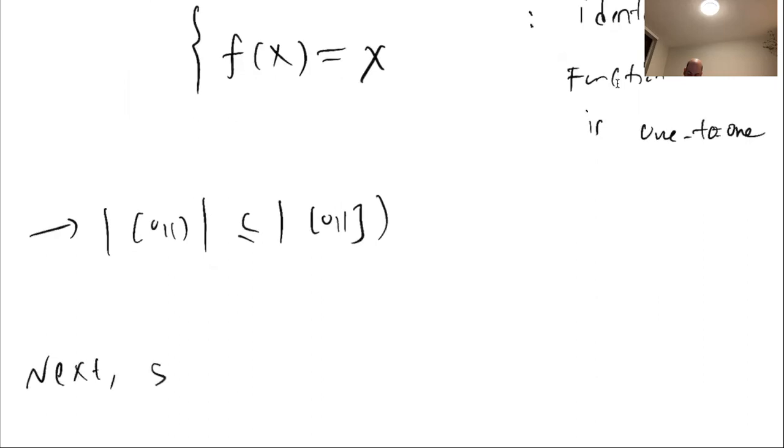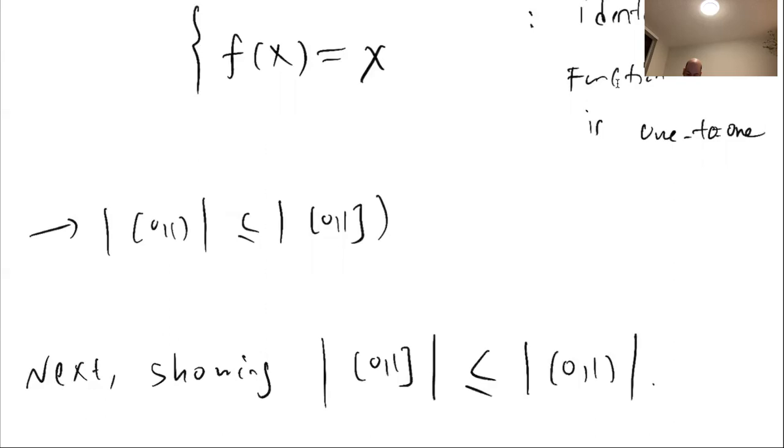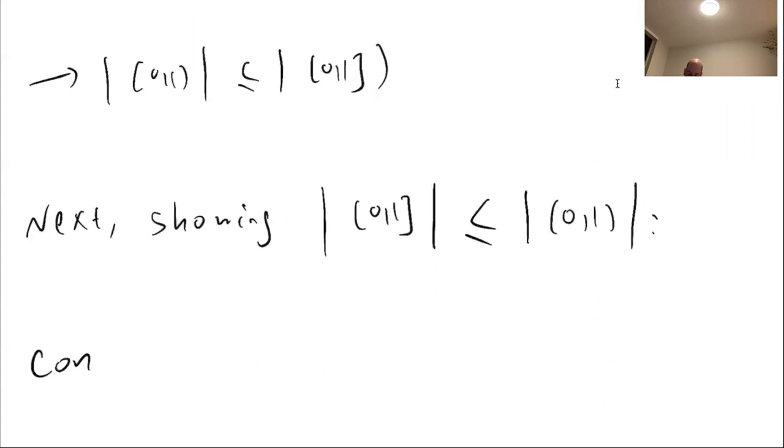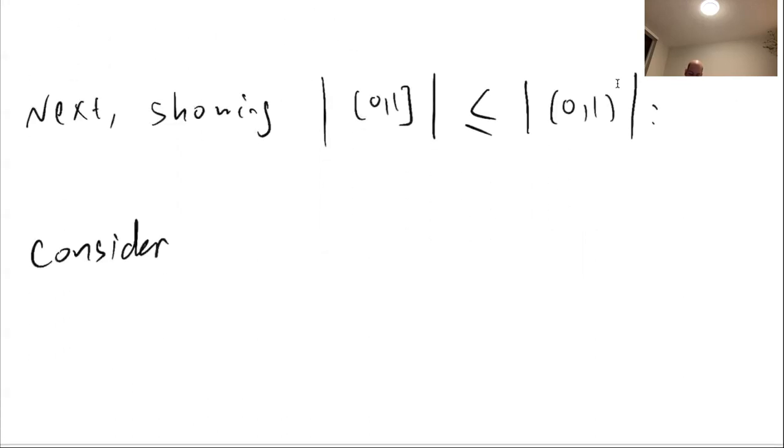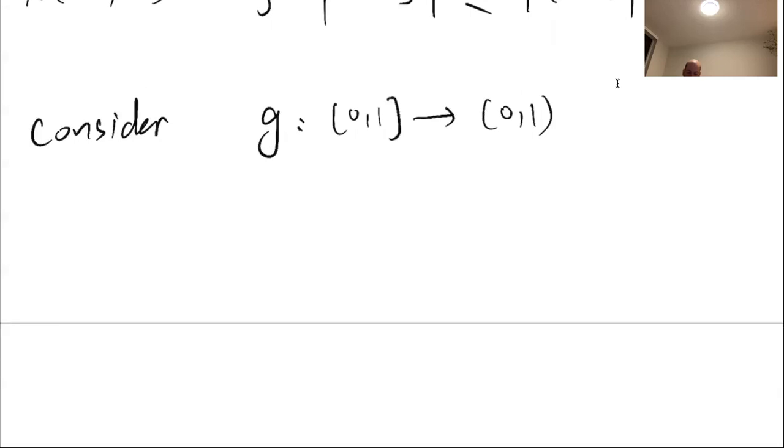Next, showing the other way, the cardinality of 0 to 1, half open, half closed, is less than or equal to the cardinality of the open interval 0 to 1. So this time we can consider, let's say, G from 0 to 1, half open, half closed, to the open interval 0 to 1. So what would you consider as your G of X this time?